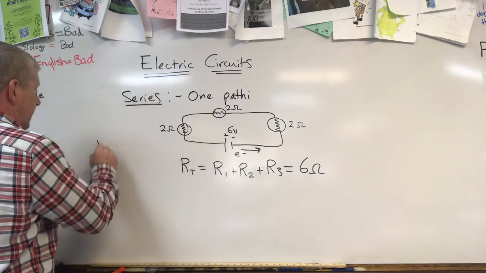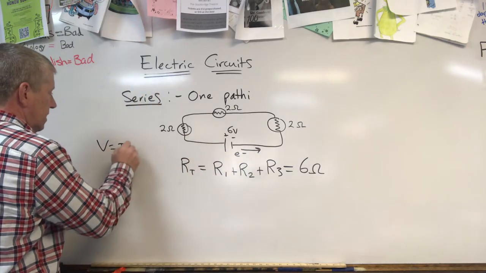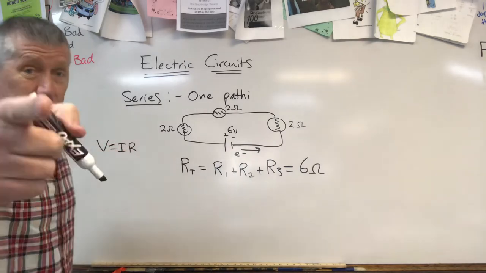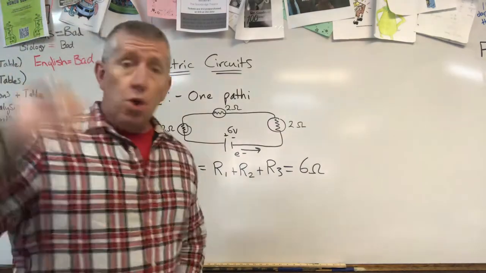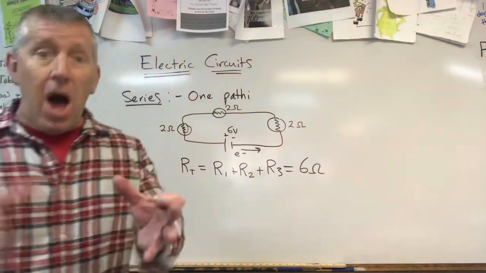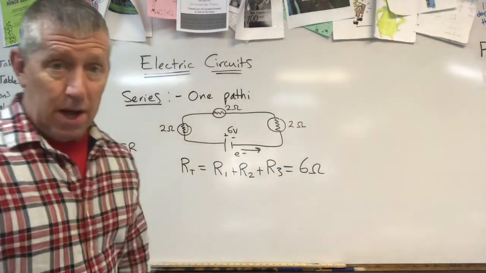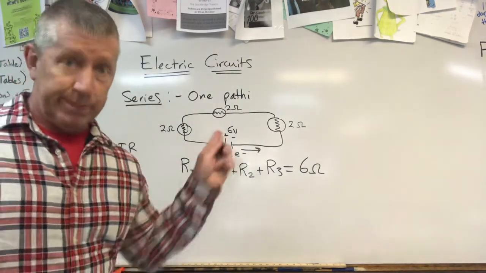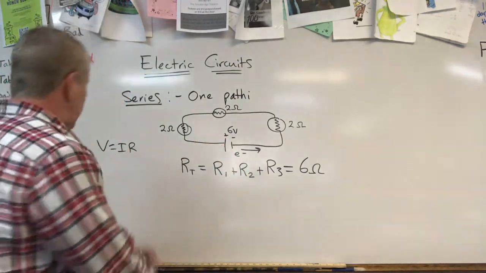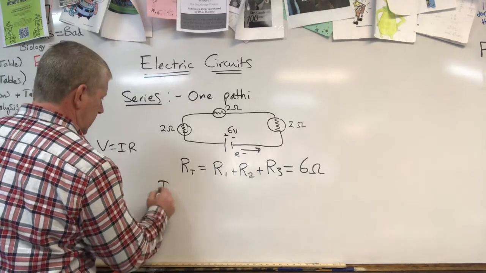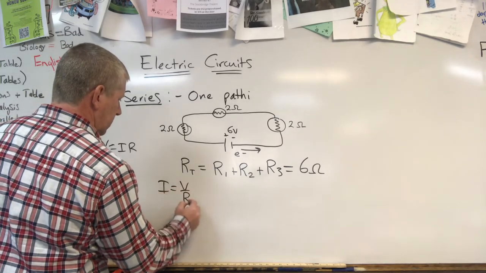We all know that V is equal to I times R. That is a very important equation when it comes to electric circuits. F is equal to MA is to mechanics as Ohm's law, V equals IR, is to circuitry. So if I want to know what the current is, I take the voltage divided by the resistance.